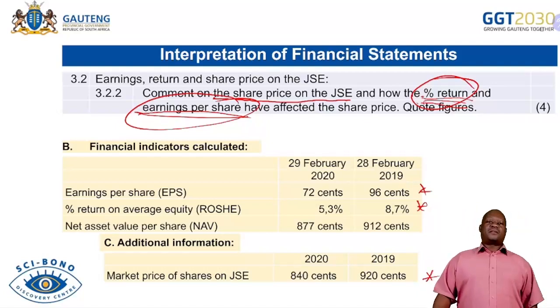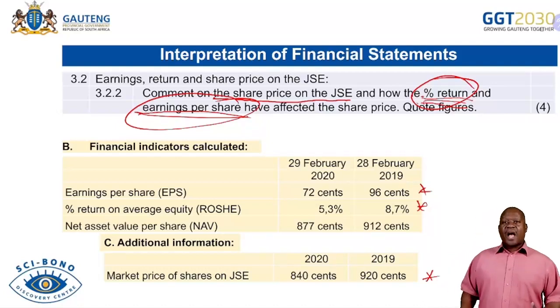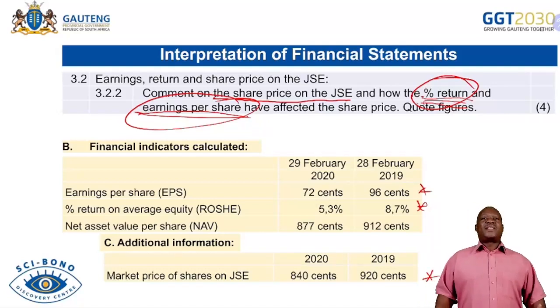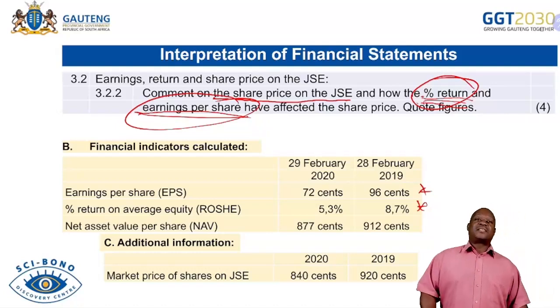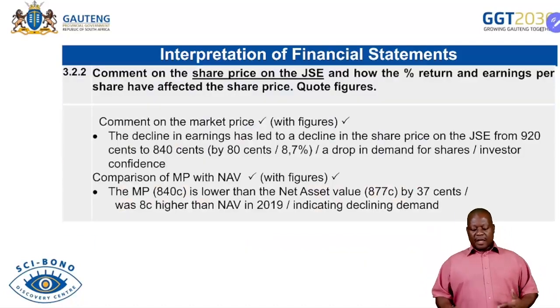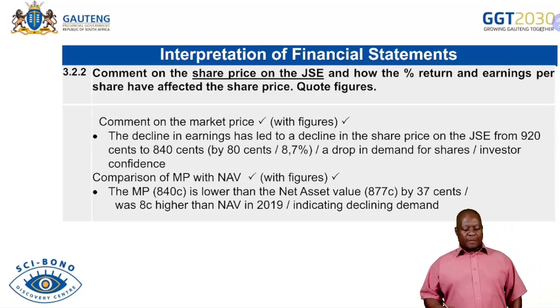That's a decline. It means the demand for our shares is declining. It means our investors are losing confidence in our business or in the company, to the extent that they are demanding less of our shares. And as they demand less of our shares, then the share price on the JSE is going down. So let's see how best we can comment on this.